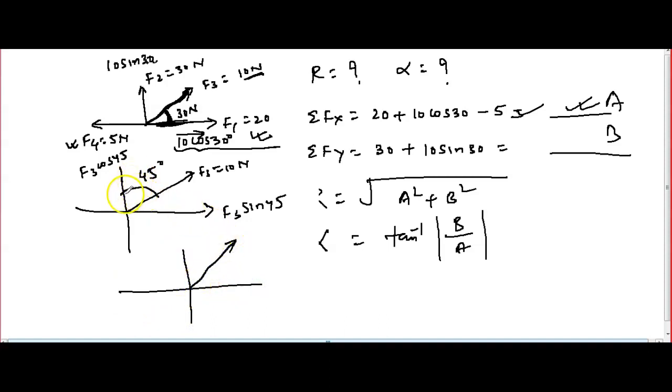Consider this, if this is 45 given, you can consider other values also. This is 45, so this will be how much? 45, right? So now if this is 45, you can decompose like this here, this F3 cos 45.